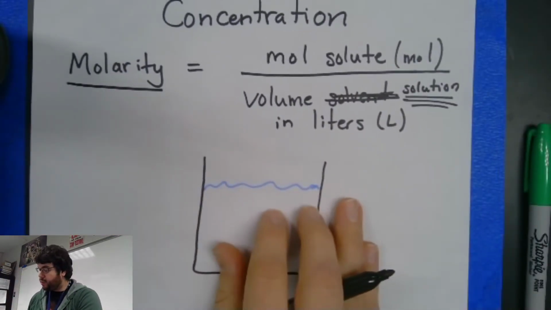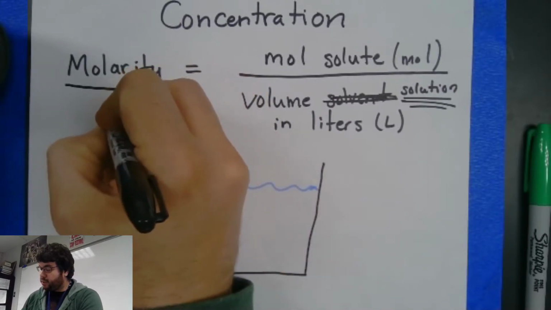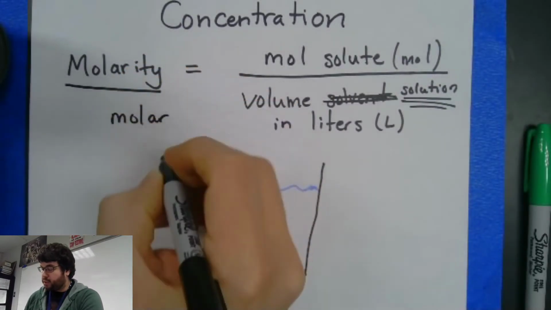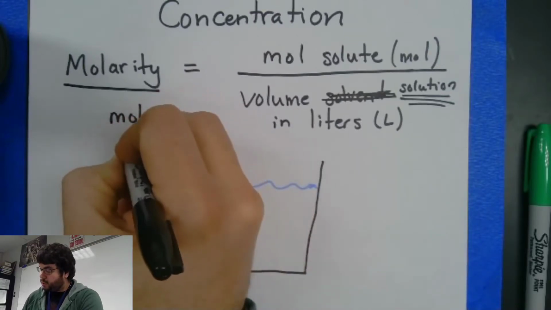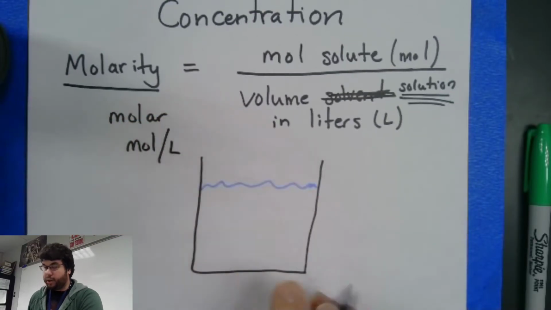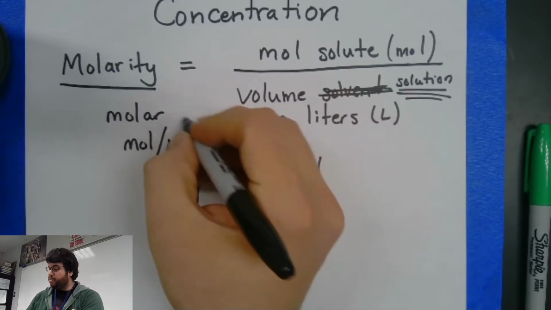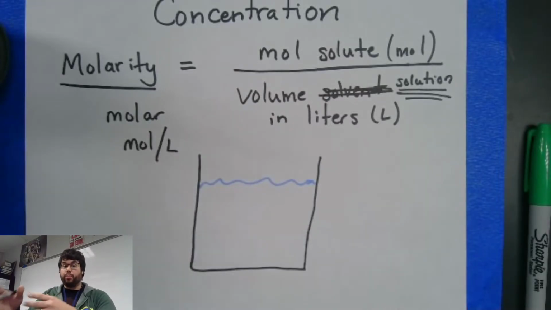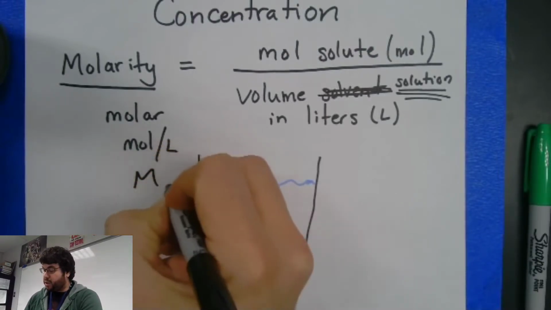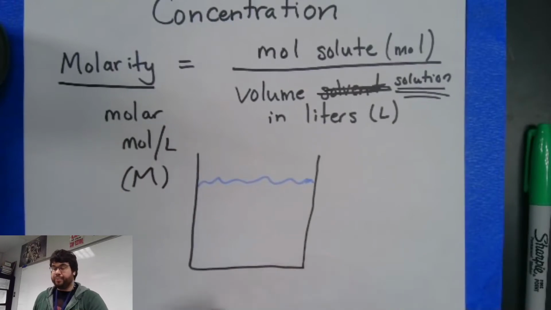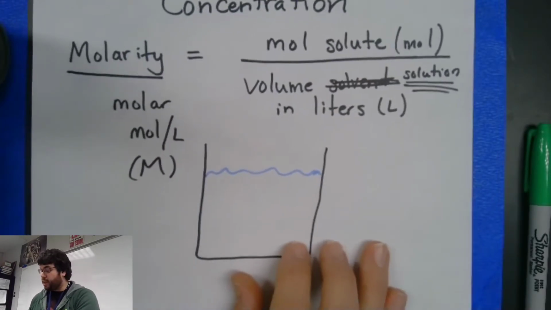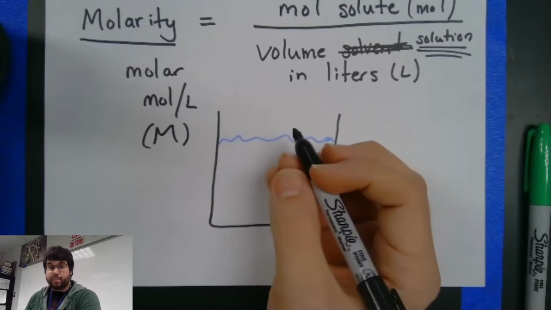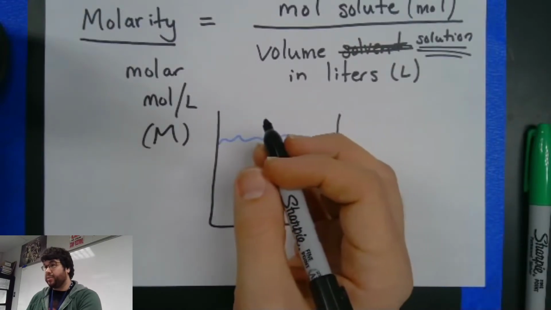Now the unit for molarity is molar, or moles per liter. So if you say it's a 1 molar solution, that's the same thing as saying 1 mole of the solute divided by 1 liter of the solution. And the abbreviated unit is a capital M.